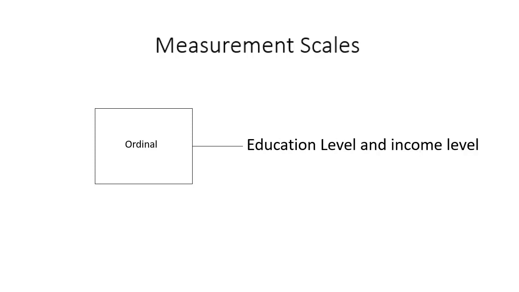The next scale is ordinal. With ordinal scales, the order of the value is what's important. However, the differences between each value is not really known. For example, is the difference between okay and unhappy the same as the difference between happy and very happy? Well, we can't say.